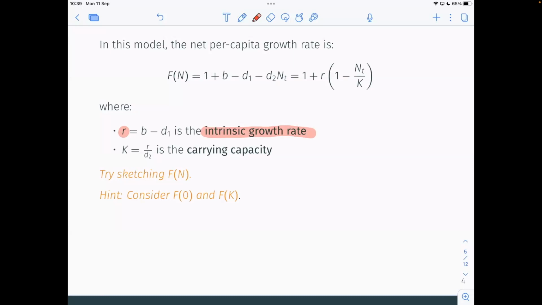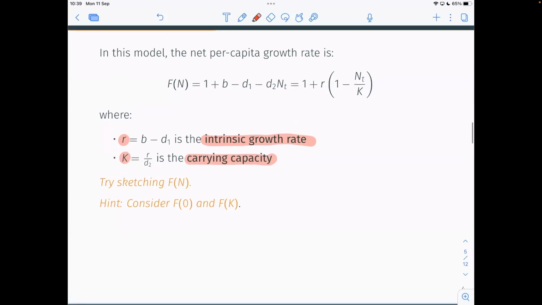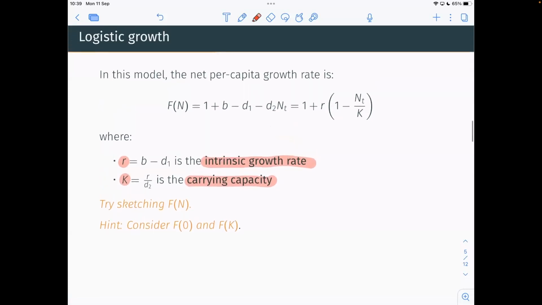And then this K, referred to as the carrying capacity. Has anyone heard of the concept of carrying capacity before? Yeah, a couple of nods. So the idea of a carrying capacity is basically saying how many individuals can the environment support. So depending on the amount of resources available, what's the maximum population size that can be supported?